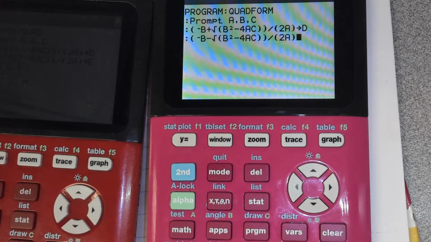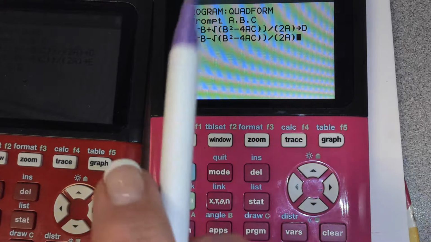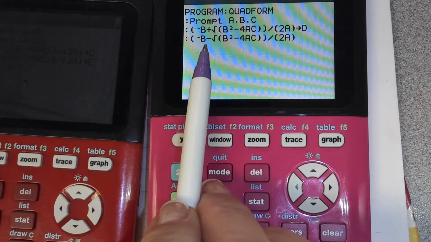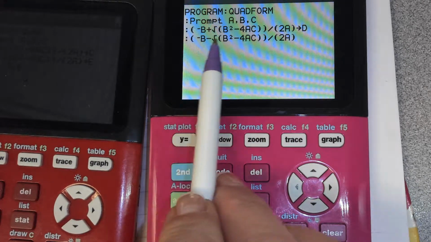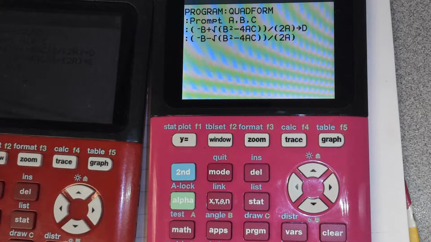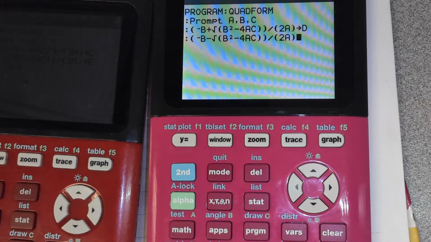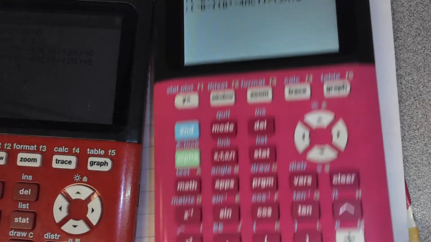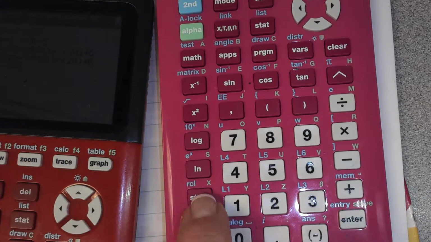Okay, I'll give you a minute to get that set up. Some mistakes people make, you have to use a negative and then you have to use subtraction. Make sure you close the parentheses. Yes? I'm going to get to that in just a second. The store is actually down here right next to the number 1. You push STO for store.